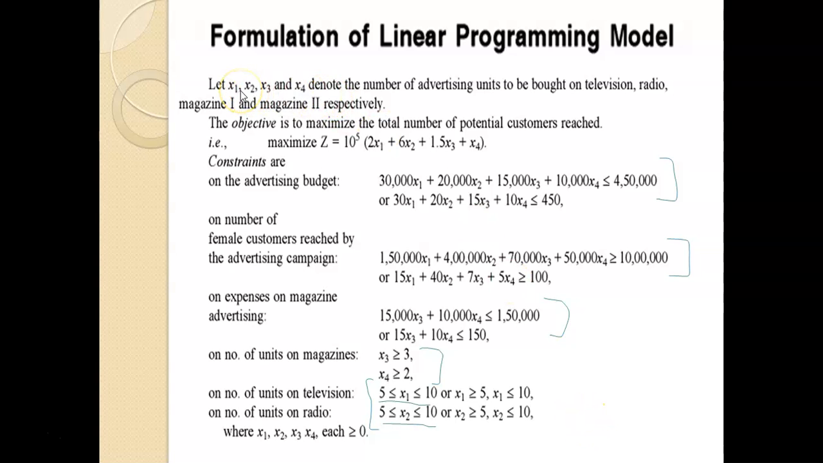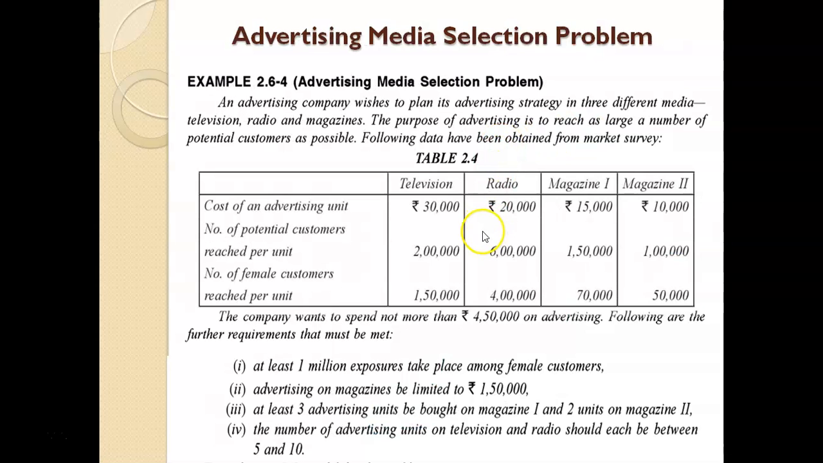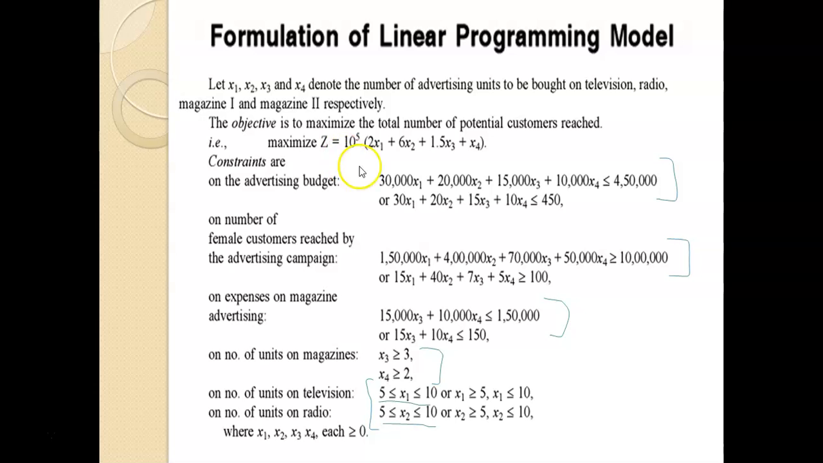We will first define the variables x1, x2, x3, x4. Let these denote the number of advertising units to be bought on television, radio, magazine 1 and magazine 2 respectively. Our objective is to maximize the number of potential customers reached. From the previous table, these are the numbers of customers reached. So this into x1 plus this into x2, this into x3, and this into x4. This will be my total objective function.